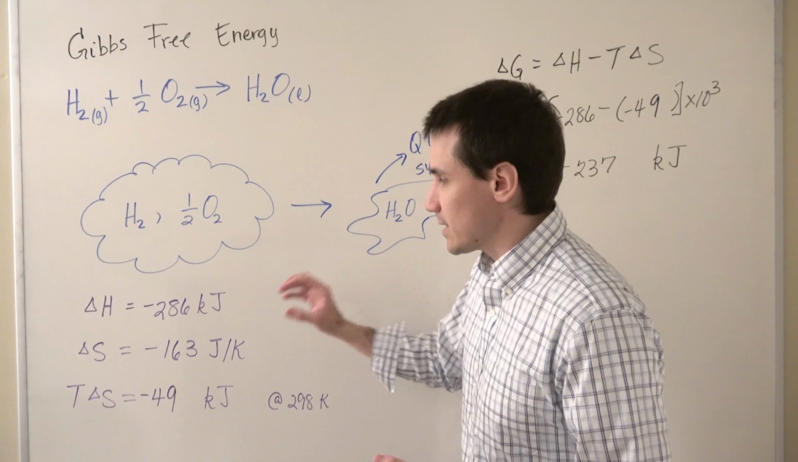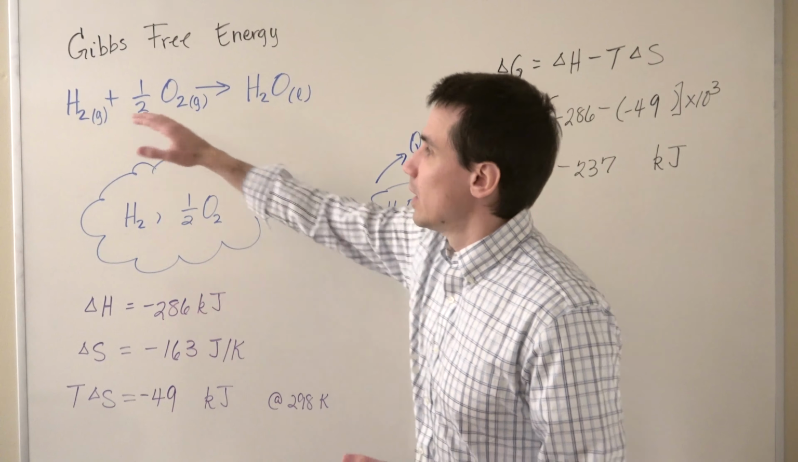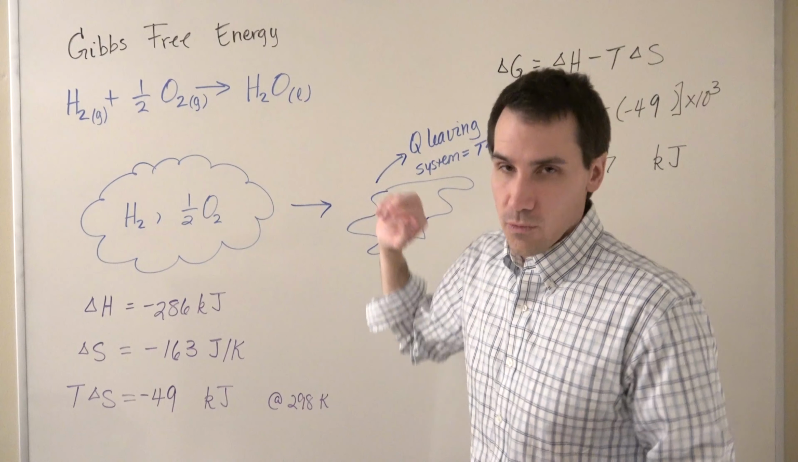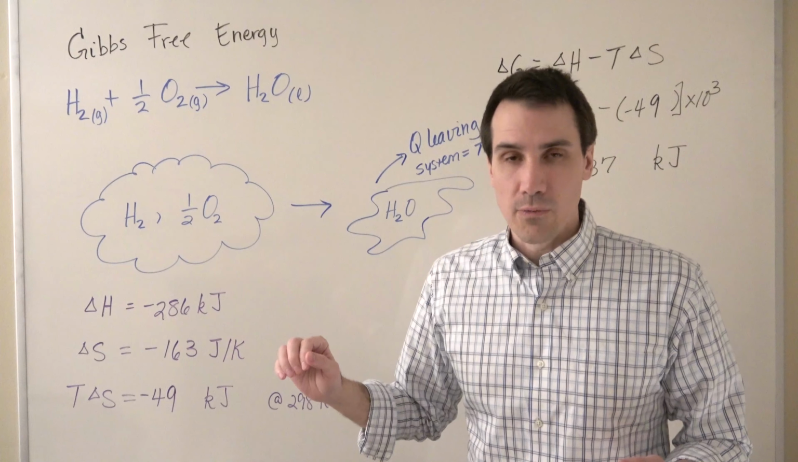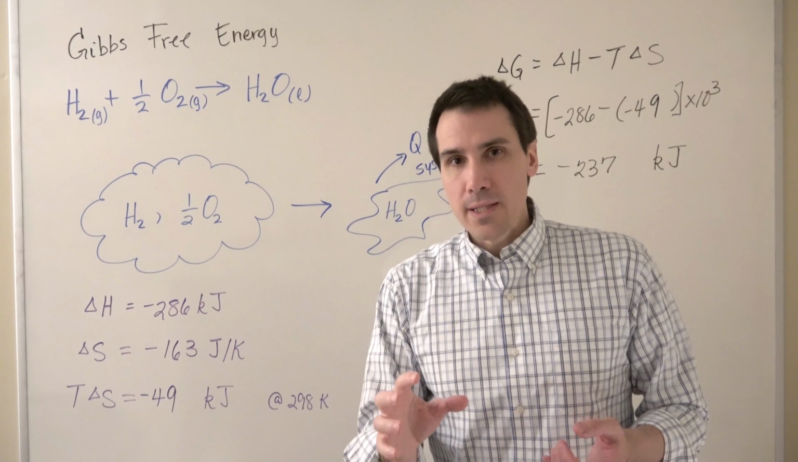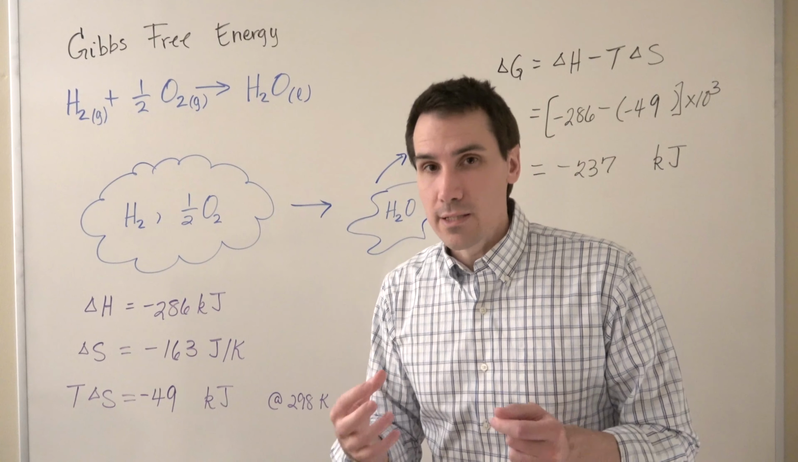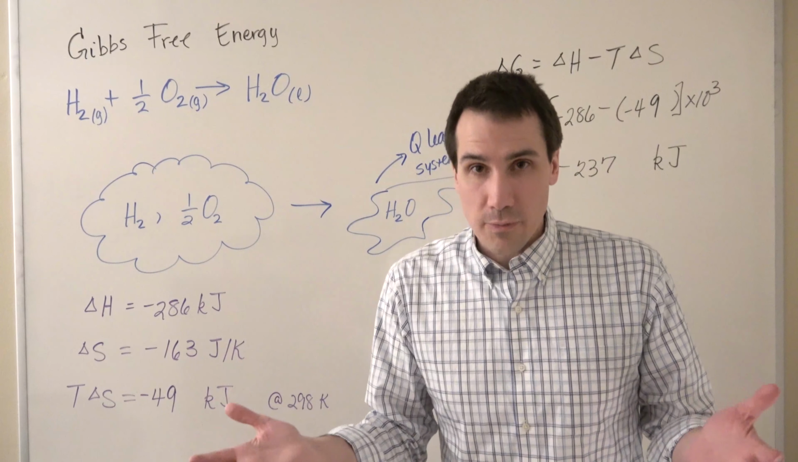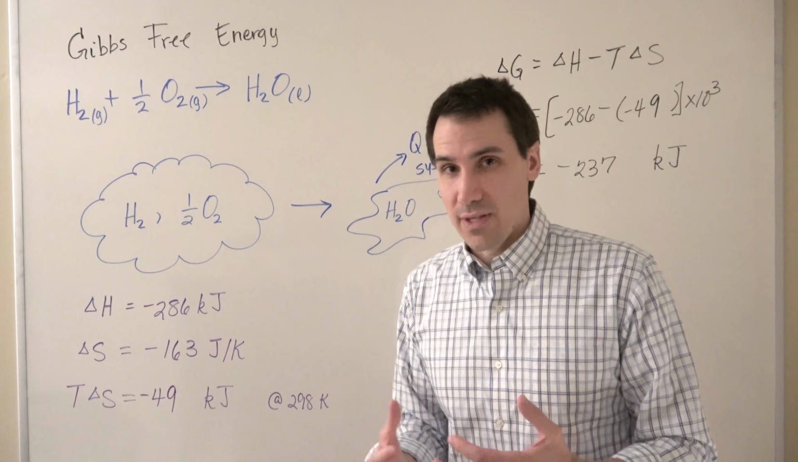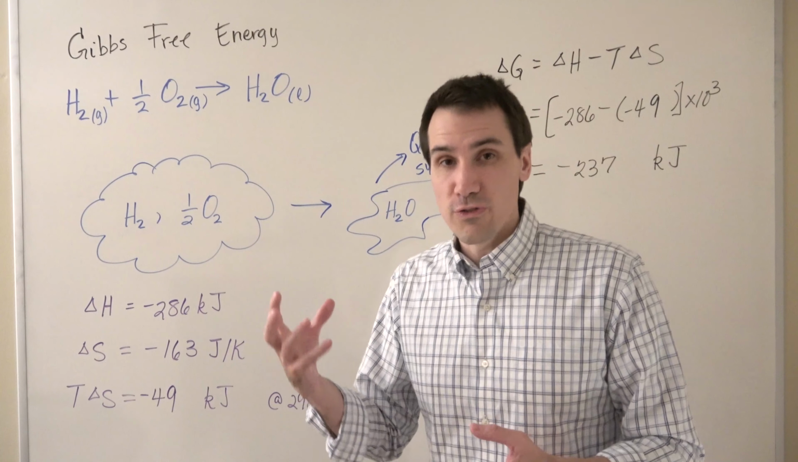So the system has to get rid of 286 kilojoules of energy, assuming that I did the reaction with 1 mole of hydrogen, 1/2 a mole of oxygen, creating 1 full mole of water. This is the amount of energy I need to get rid of. Now, in the enthalpy discussion, we assumed that all of that energy needed to leave in the form of heat. So it just goes and heats up the environment, which is possible, but it doesn't have to leave the system as heat. And in fact, it can leave the system as useful work.